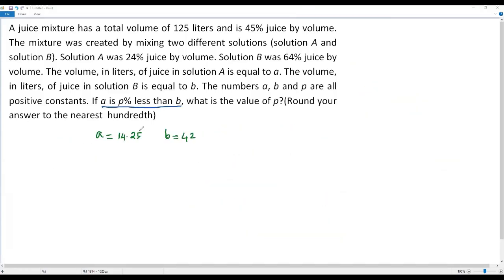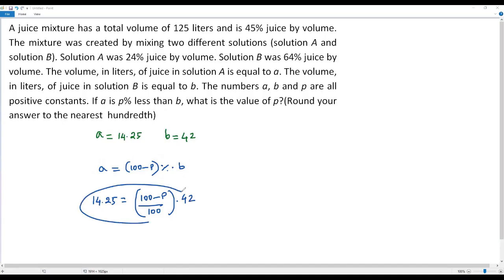Now let's write this statement as an equation. That means A is equal to P percentage less than B, so we have to subtract P from 100 percentage times B. Here for A we can plug in this value, 14.25 equals, and we can write this percentage as a fraction, then we get 100 negative P divided by 100 times, and for B we have the value 42. Now we have to solve for P in this equation. I think for this one we can go with Desmos. Now let's go to Desmos graphing calculator.